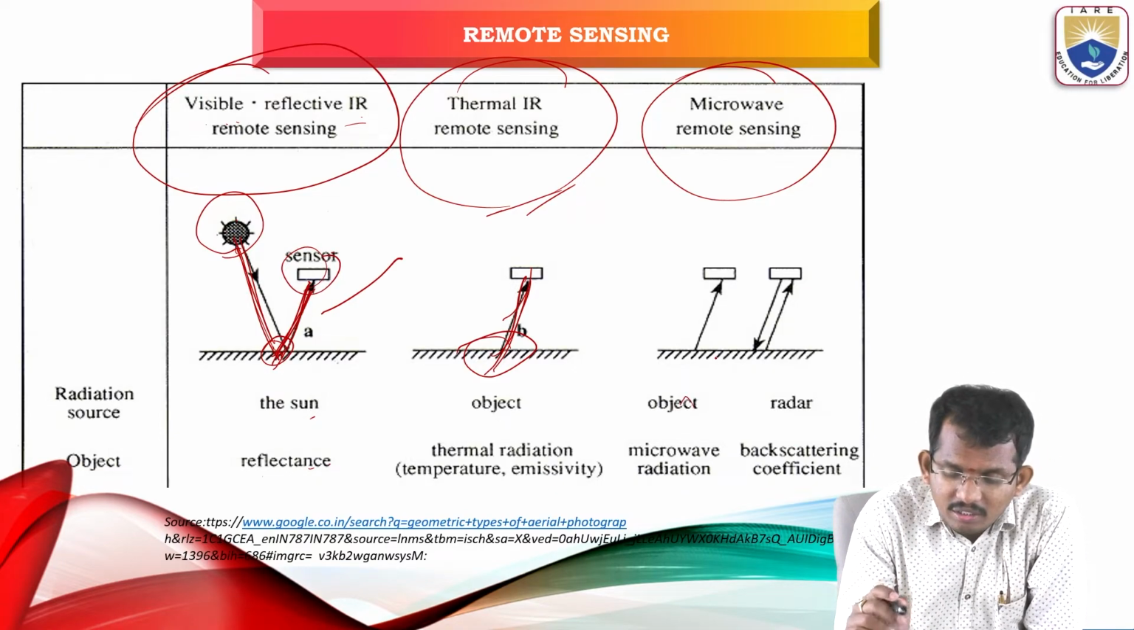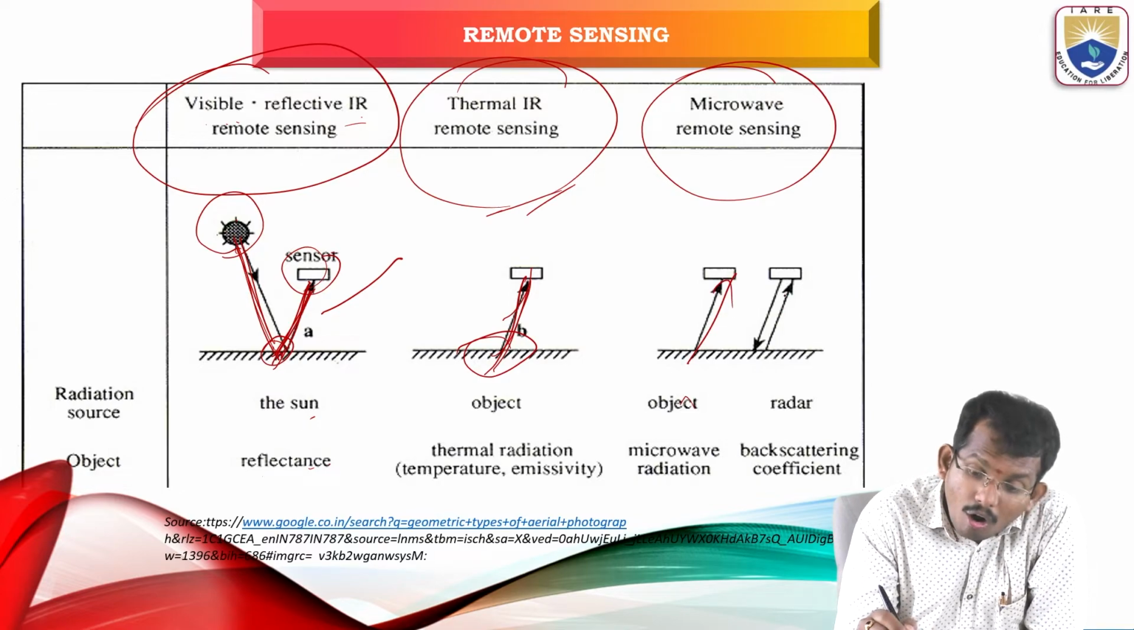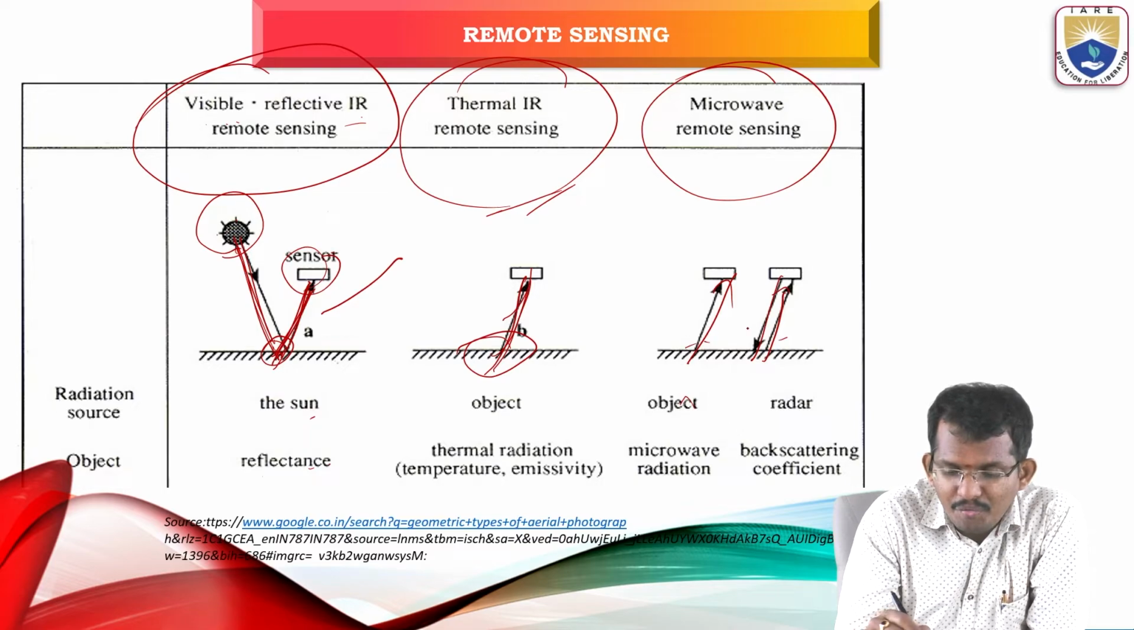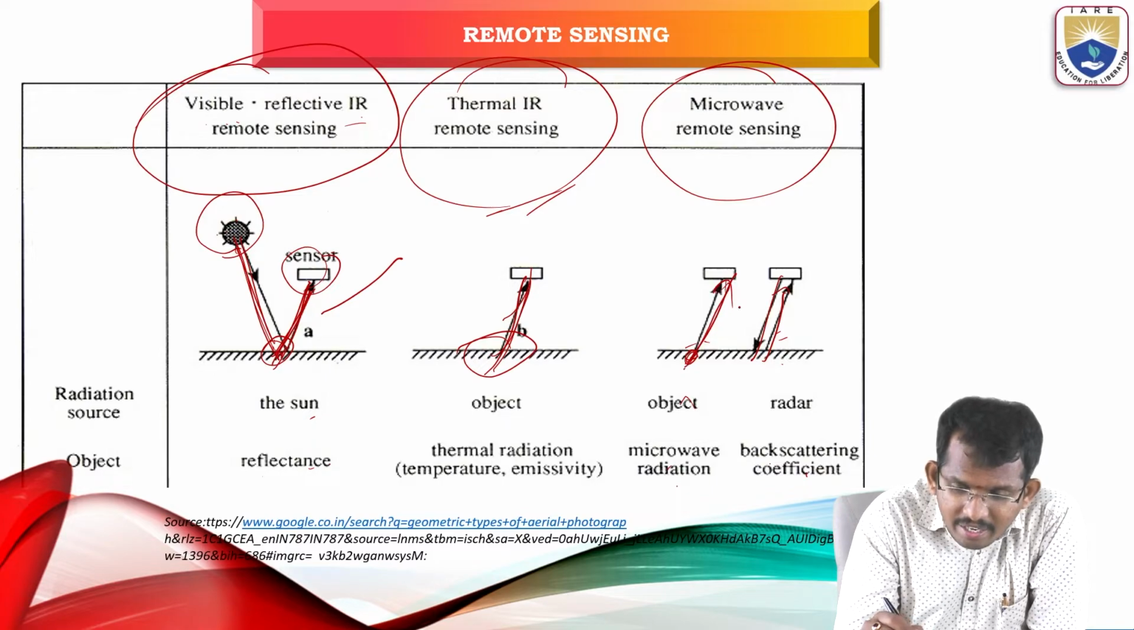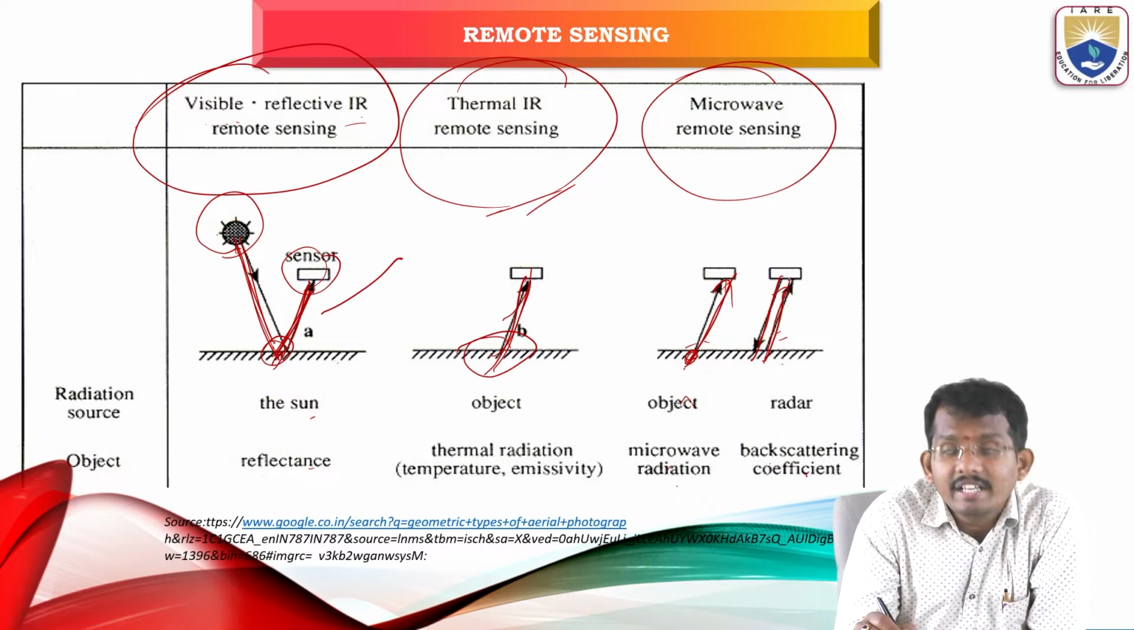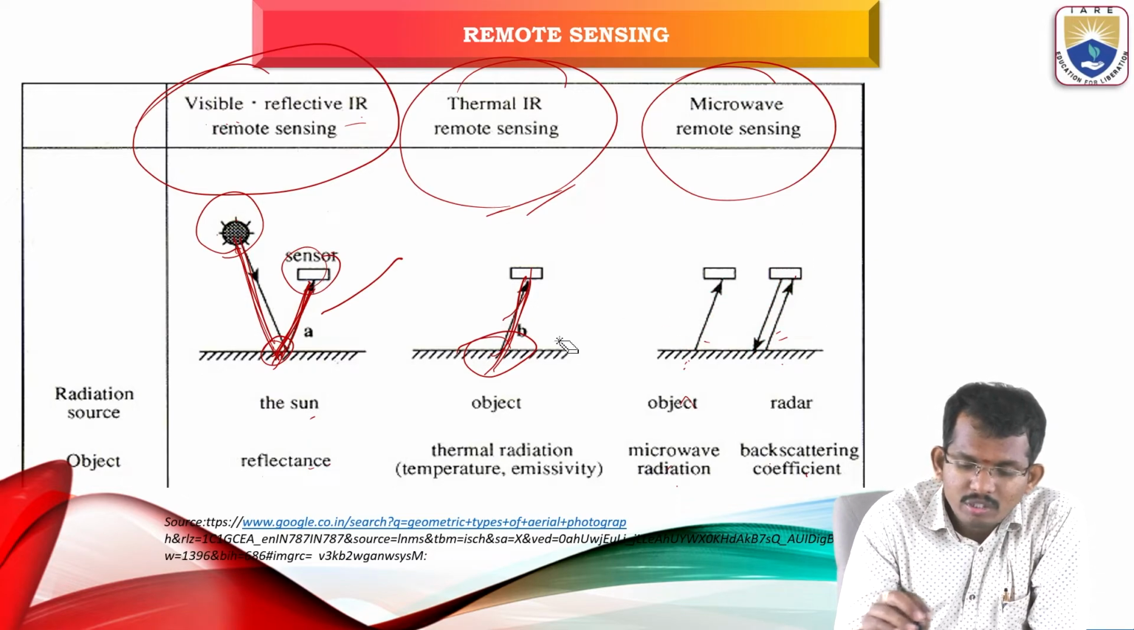It is an object that either emits radiation back or reflects the radiation back. In microwave we have two types: microwave radiation and backscattering coefficient. So here we have an object and we have a radar. In microwave remote sensing, either the object reflects back the radiation, or it emits and reflects back the radiation to the sensor. This is happening in microwave remote sensing.